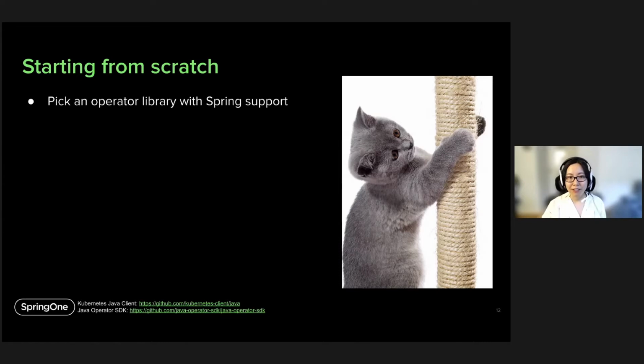Since we're all Spring developers here, maybe there are some other languages, but it's a SpringOne conference. Let's say we're Spring developers. Let's pick one that supports Spring. Kubernetes Java client is what we're using in the sample app and our day-to-day work. When we just started, that was the only library with solid Spring support and had the words official client in the repo description. So we went with it.